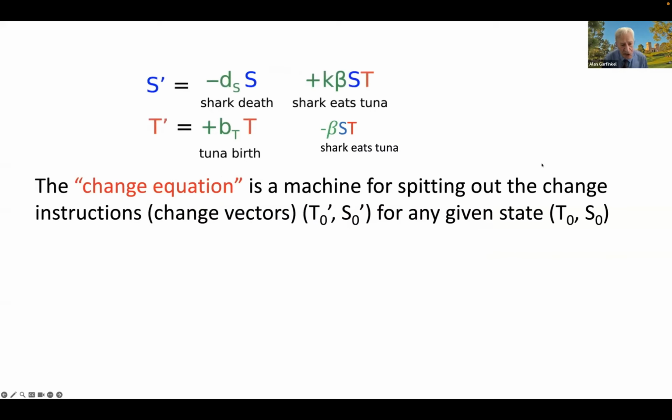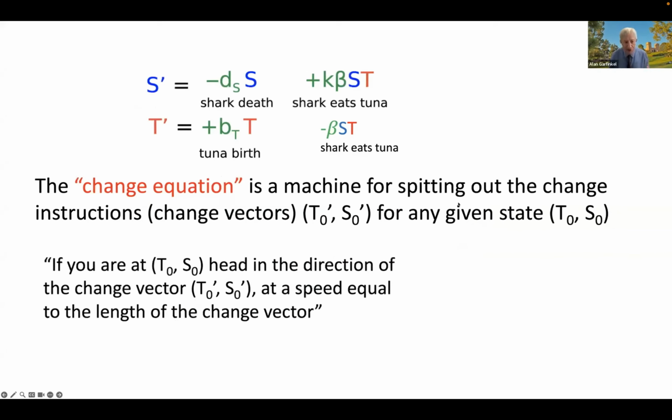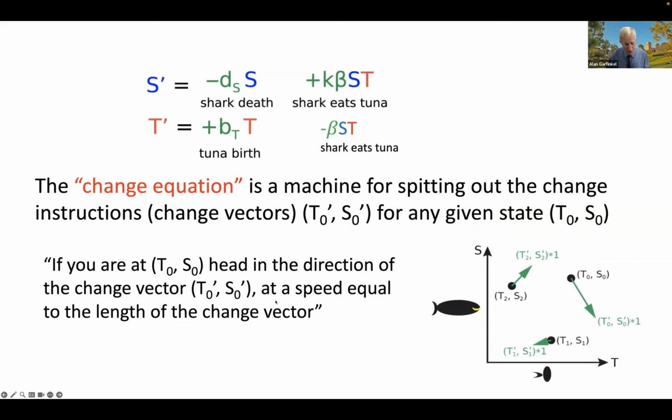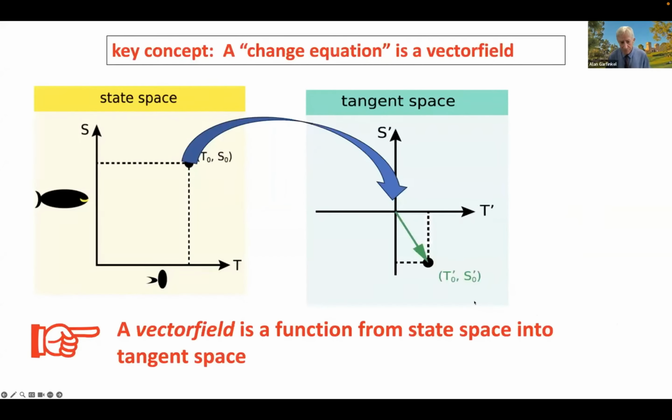So what is the change equation? The change equation is a machine like Siri or Google Maps for spitting out the appropriate change instruction for your current state, T0, S0. And it says, if you are at T0, S0, head in the direction of the change vector at a speed equal to the length of the change vector.